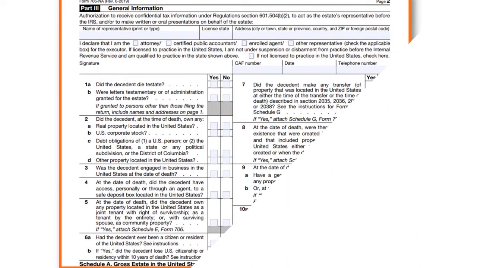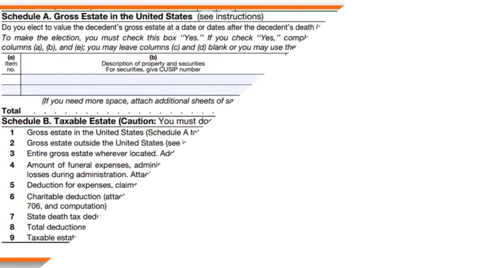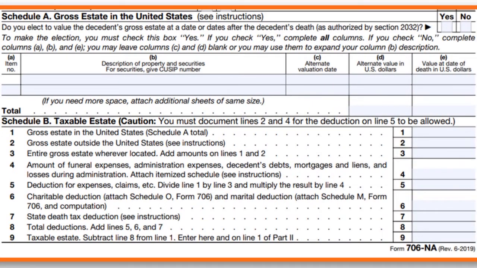And Part Three, as you can see on the screen here, has to deal with general information. Here you have a series of questions and answers. And the fourth screenshot is there. That's Schedule A, gross estate in the United States. Remember, we are speaking about a descendant who was not a U.S. citizen, but still had assets in the United States.